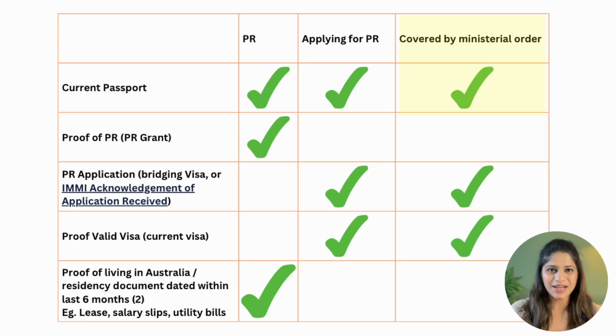You will also need proof of living in Australia. This could be your lease agreement, your utility bills, or your payslip. And make sure that these documents are within the last 6 months. If you are applying as someone covered by ministerial orders, you will need your passport and your current visa. You will just need copies of these proofs. You won't need to certify them.